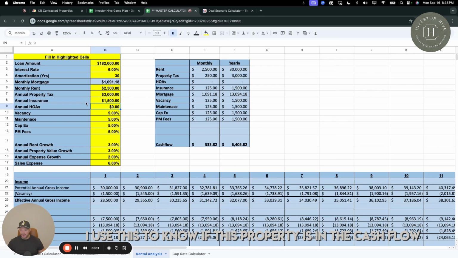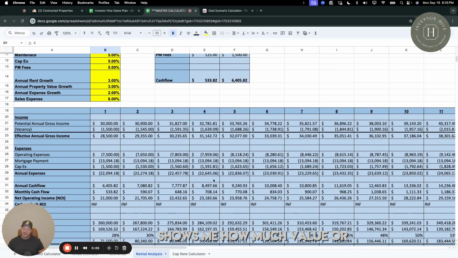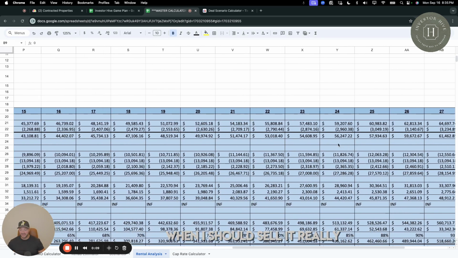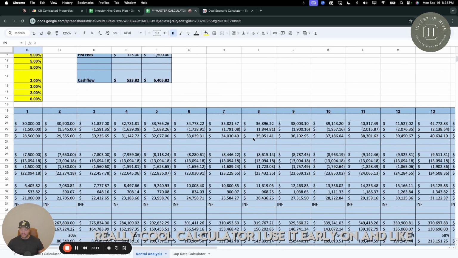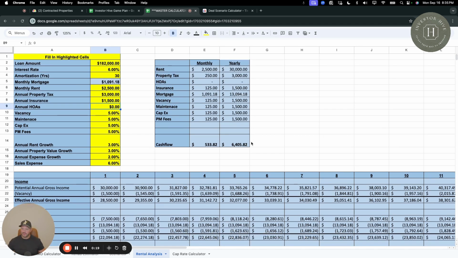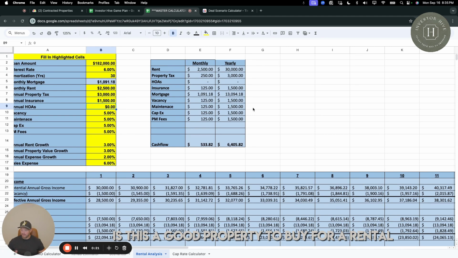Use this to know if this property is going to cash flow, and it just calculates all the stuff in. It shows me how much value or equity I'll have in the property over 30 years, and when I should sell it. Really, really cool calculator. I use it early on, and if I'm going to keep it, then I don't really ever look at it again. But it's very helpful to know, is this a good property to buy for a rental?